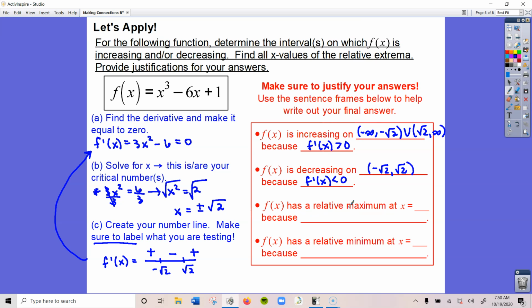Now f of x has a relative maximum at x equal to negative square root of 2. And this is because f prime of x changes from positive to negative. And finally, f of x has a relative minimum at positive square root of 2 because f prime of x changes from negative to positive.